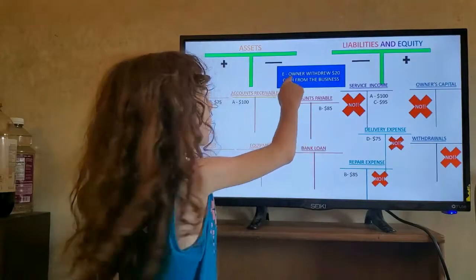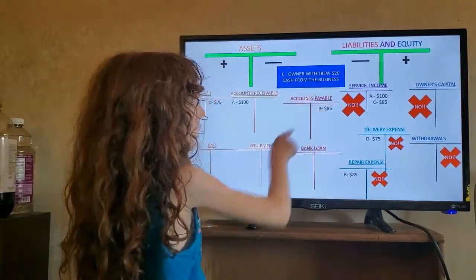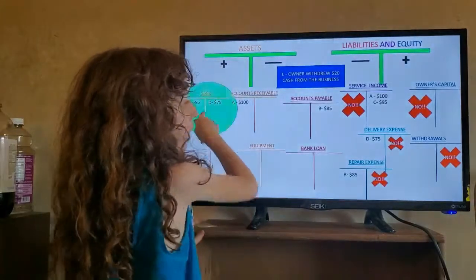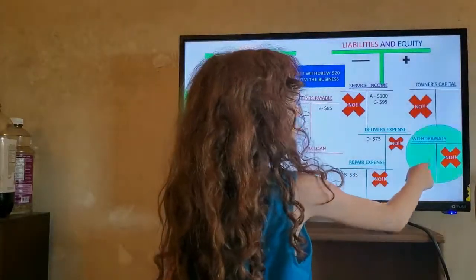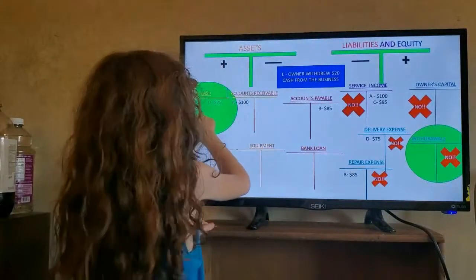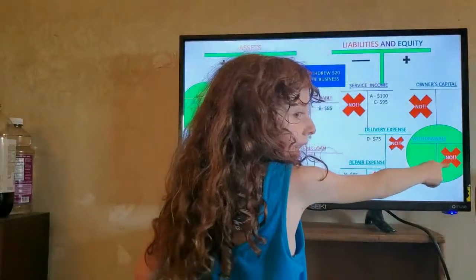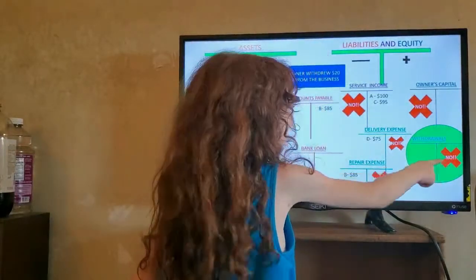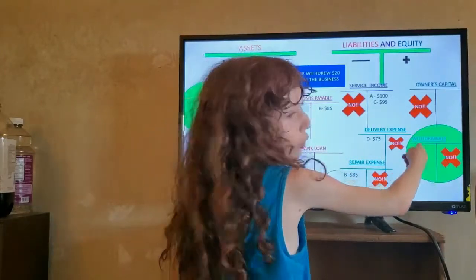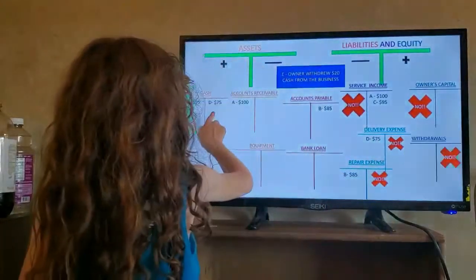Transaction E. Owner withdrew $28 cash from the business. So, cash will change, and withdrawals. Withdrawals has an X on the credit, so it can't be credit. So withdrawals is debit. If withdrawals is debit, then cash must be credit.